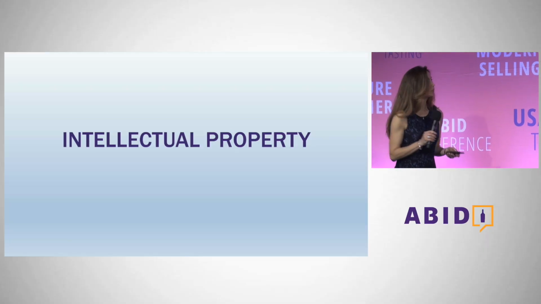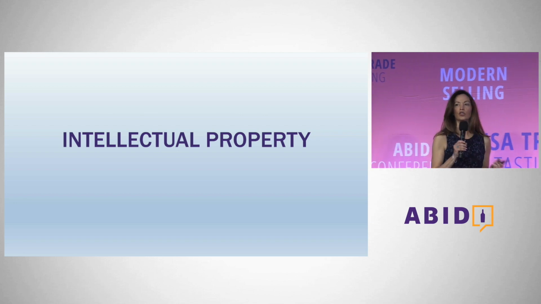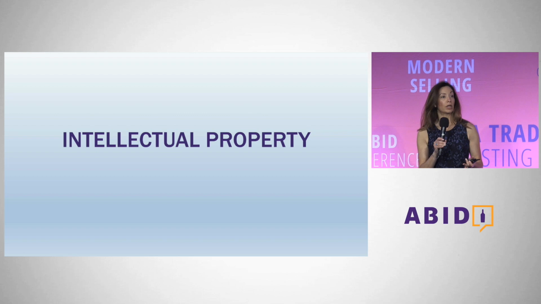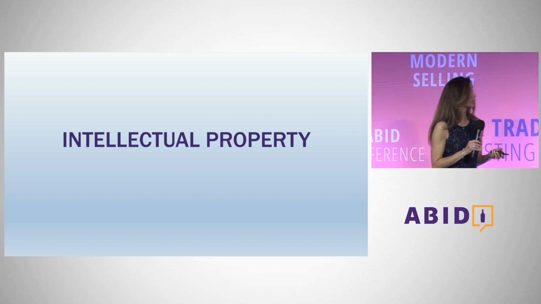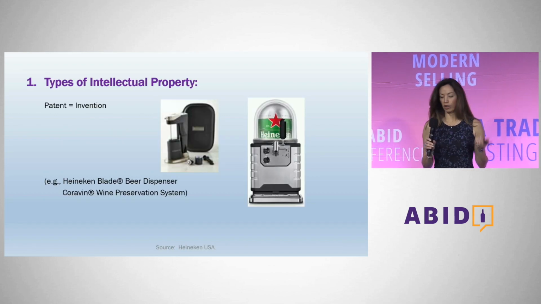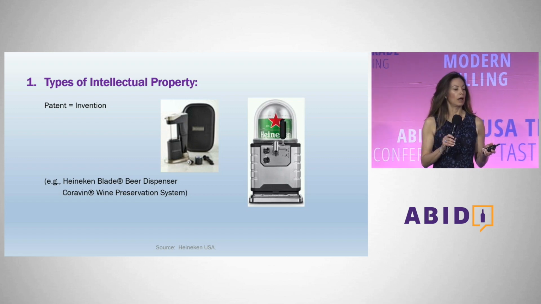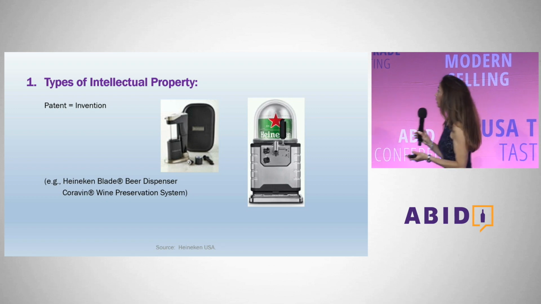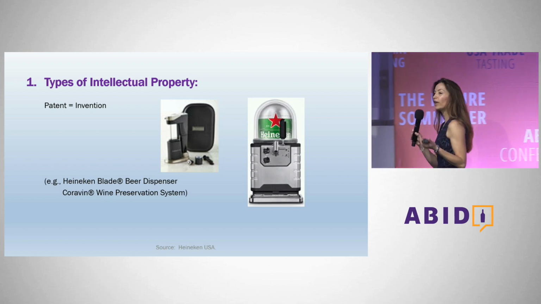Okay. So intellectual property generally is comprised of three different items. You have patents, trademarks, and copyrights. So there are various types of patents. There are two types of patents. There's a design patent and also a utility patent. So to just show you what a patent is, it's basically an invention.